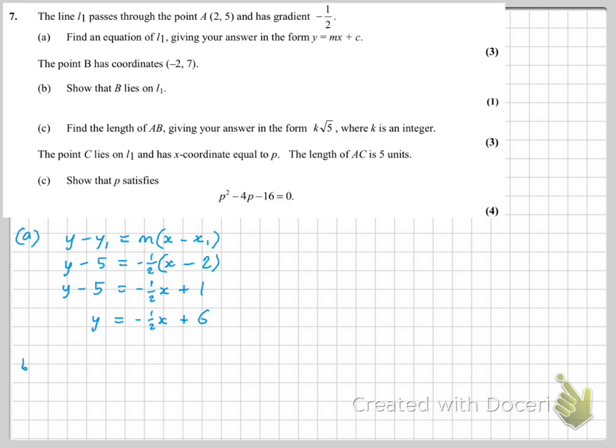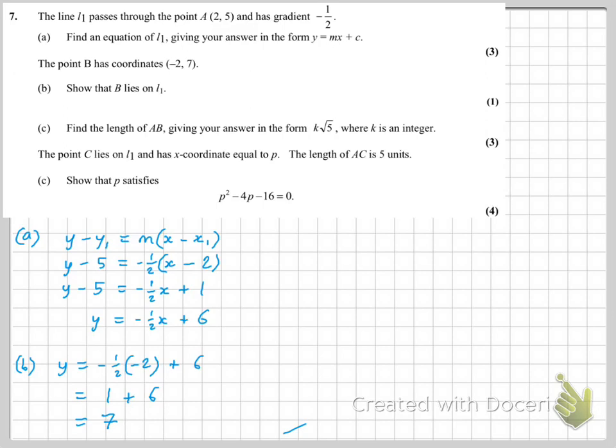Okay, part B, these are always a bit odd, these questions. You're given a point and asked to show that it lies on a line. In other words, the point has to satisfy the equation. The most rigorous way of doing this is to substitute the x-coordinate and see if you get the correct y-coordinate out. So we've got our equation as the answer to part A. We're going to substitute the value minus 2 in for x, and just simplify that down, and lo and behold, we get 7.